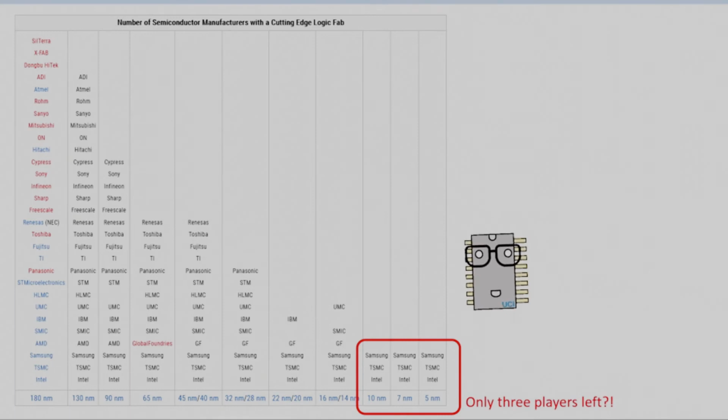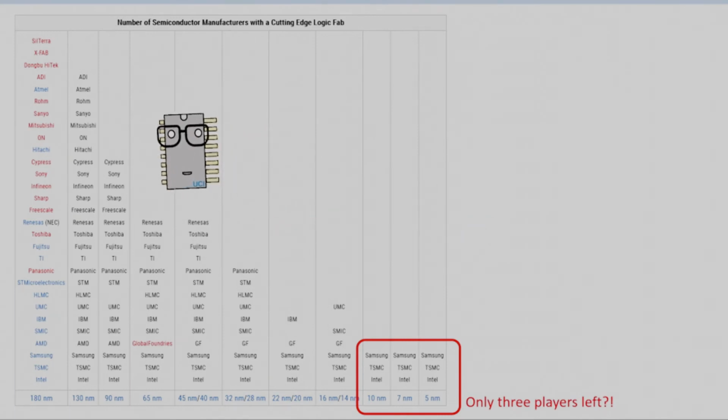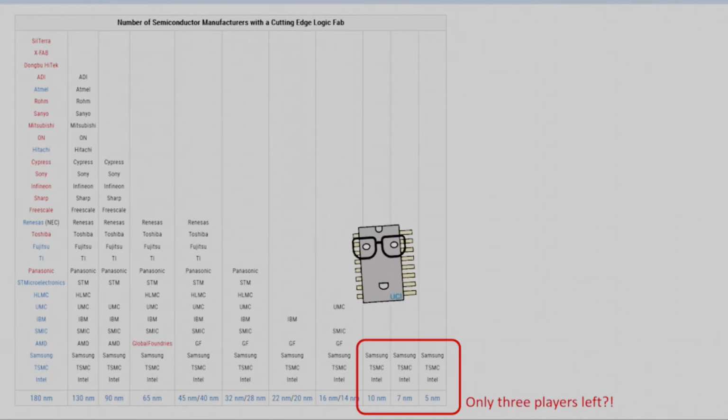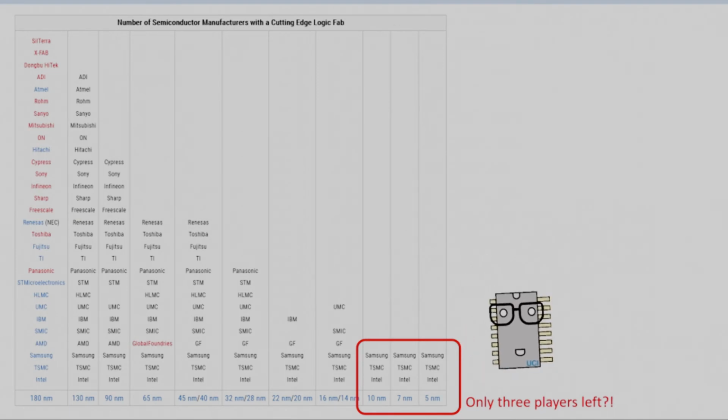So back when the process size was very large, there were a lot of companies that could pull off doing processor fabrication. But as technology became harder and harder, it seems that there's at best only 3 players left. Maybe GlobalFoundries will come back with 5 nanometers, but at least right now, Samsung, TSMC, and Intel seem to be the only players left in the market for at least attempting to do 5 nanometer process and onwards. So it is becoming harder to do this.